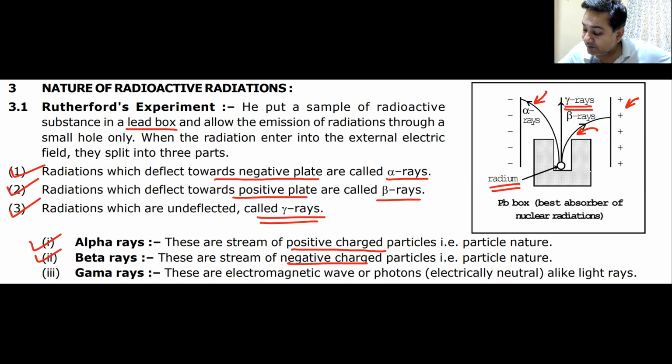Alpha rays are made up of positively charged particles. Beta rays, negatively charged particles. Gamma rays, electromagnetic waves of photons. It does not have any charge. That's why it is undeflected. We understand this? Yes, sir.